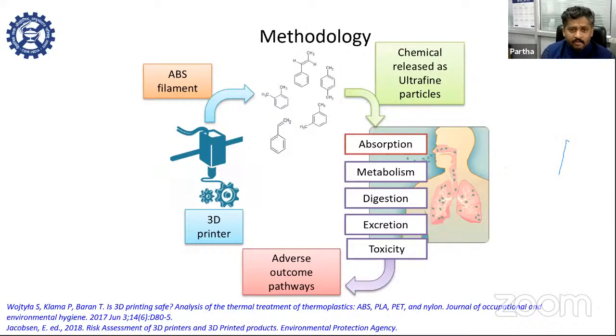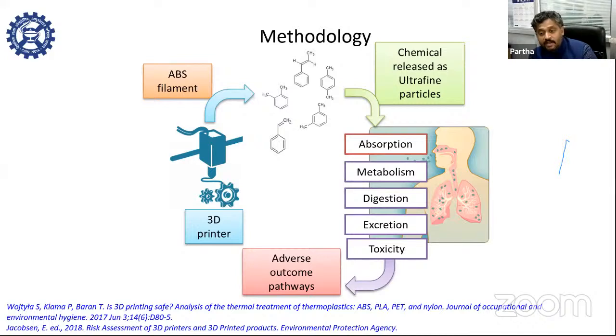So what we thought was to do a systematic analysis of all the ABS filaments, and find what volatile organic compounds or ultrafine particles are released upon heating. We collected them from the literature, since, as I mentioned, in the next generation risk assessment platform we collect from the literature what chemicals are getting released. Then we started predicting their absorption, distribution, metabolism, excretion, and toxicity, and compared with animal model data available from the National Toxicology Program using QSAR methods.